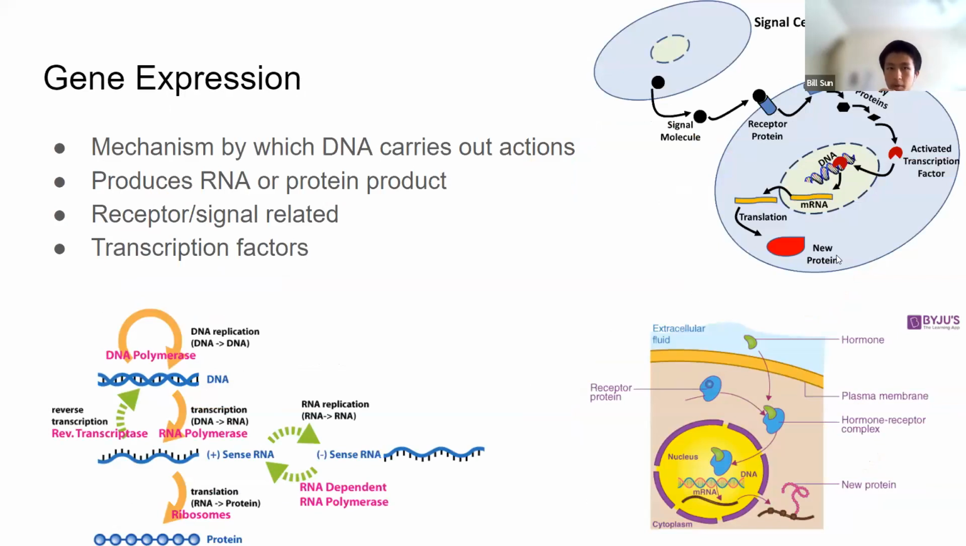Okay. Now we've talked a lot about transcription. Let's look a little bit more in depth into gene expression. I talked about before how gene expression is the mechanism by which DNA carries out its actions. But transcription is just one part of this overall picture of gene expression, and it produces either the RNA or the protein product. And it's usually due to a receptor or some sort of signal.